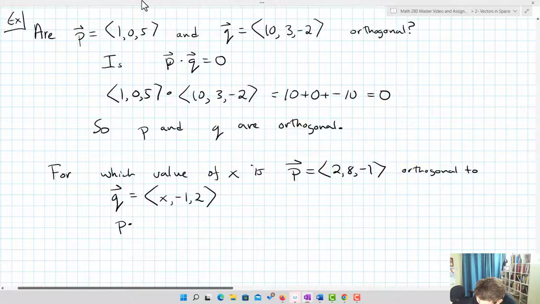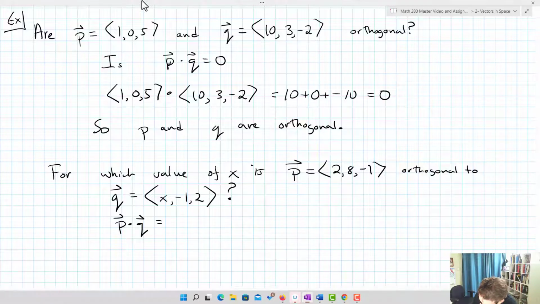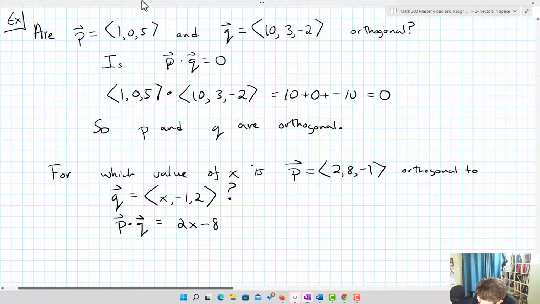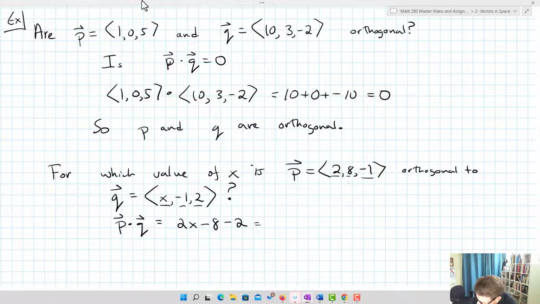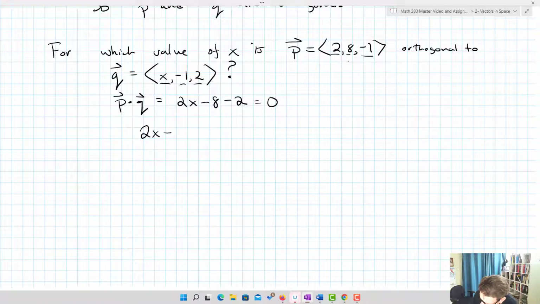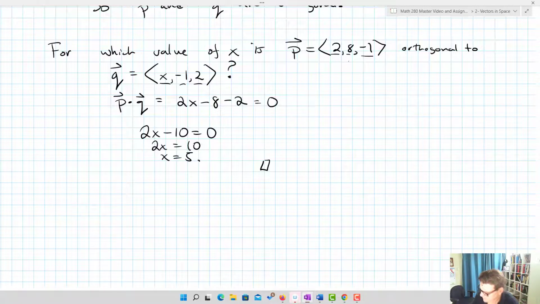So we want P dot Q to equal 0. So P dot Q is going to be 2x minus 8 minus 2. Right? Multiply 2 times x plus 8 times negative 1 plus negative 1 times 2. And that's going to equal 0. So we've got 2x minus 10 equals 0. 2x equals 10. So x equals 5. And that's our answer. Just a little algebra trick, something that we might be able to use. Nothing too terrible.